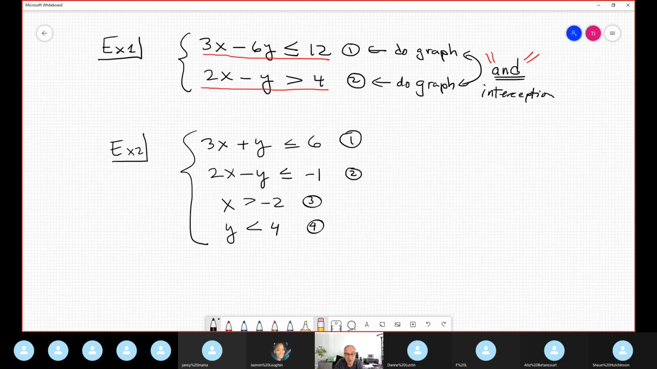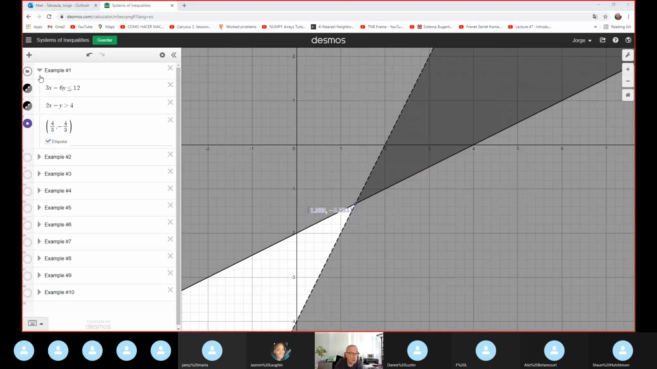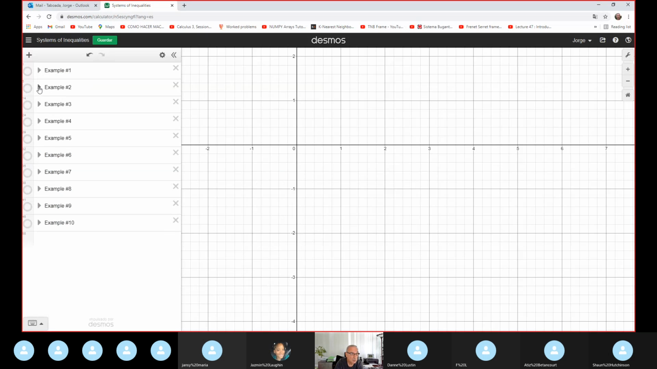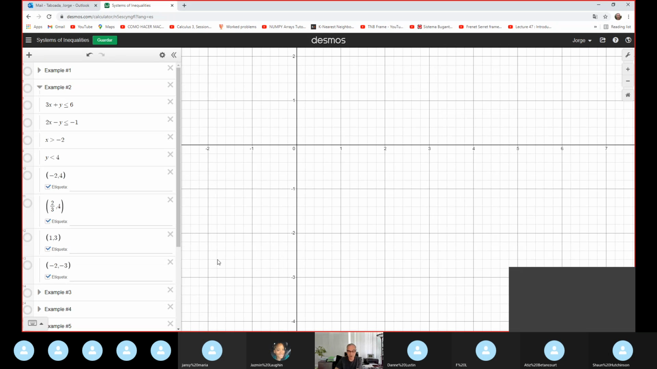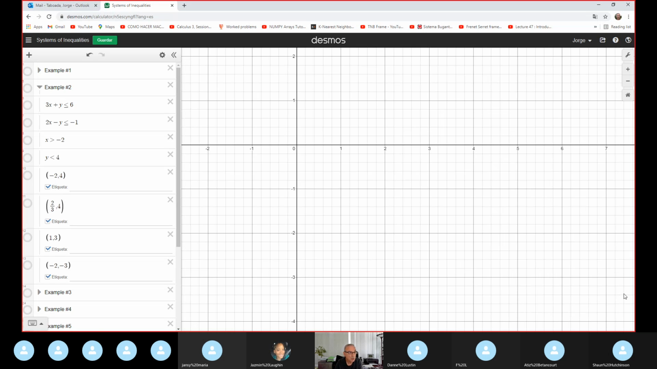Example 2 consists of, do you see it, right? Yeah, I forgot something, no? Okay, Sean, thank you. You copy the inequalities 1 by 1. Okay, it's 3x plus y less than or equal to 6. The second is 2x minus y. If you want, we are doing 1 by 1. The third one is x greater than negative 2, and the last one is y less than 4.